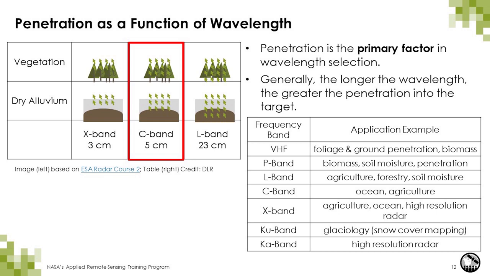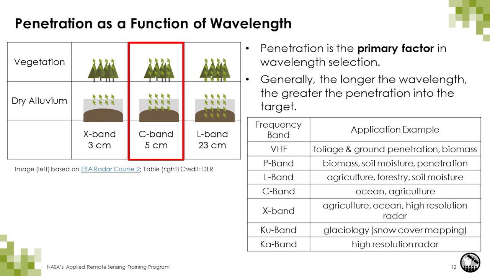C-band and X-band are better for agricultural studies or areas where there's lower biomass, grasslands, savannas, plantations that have low biomass. Ku-band and Ka-band are typically used for snow cover studies and glaciology.